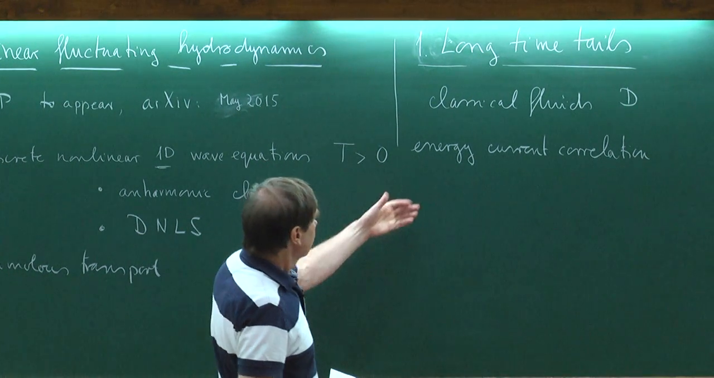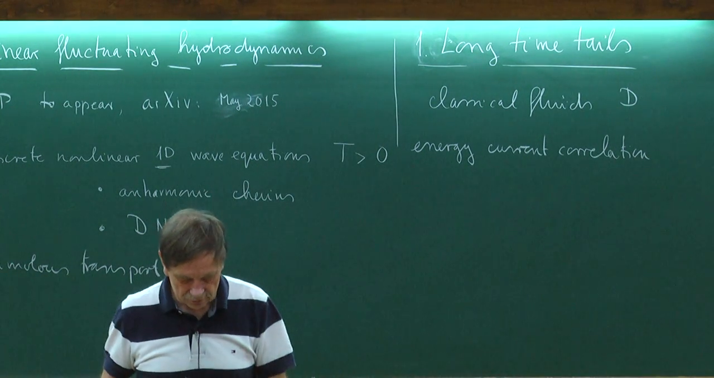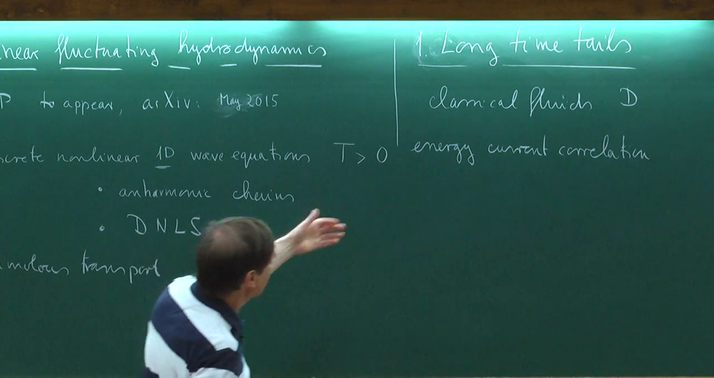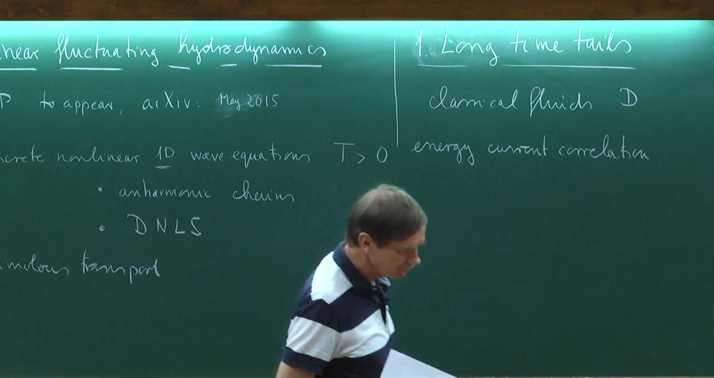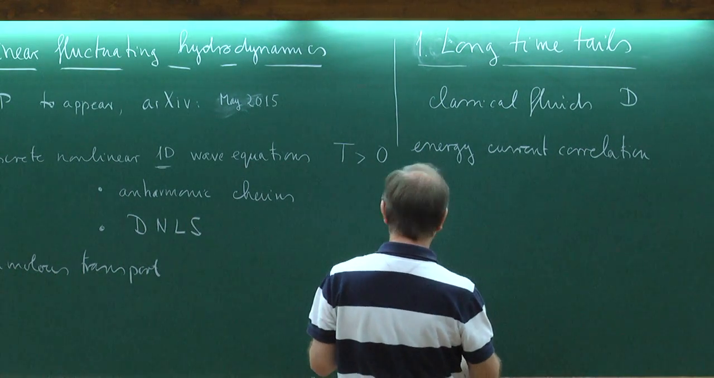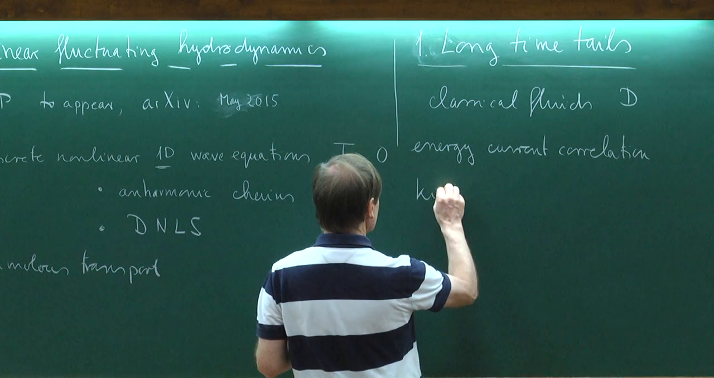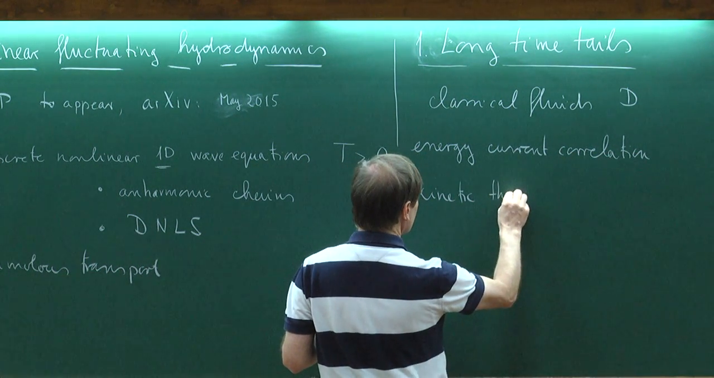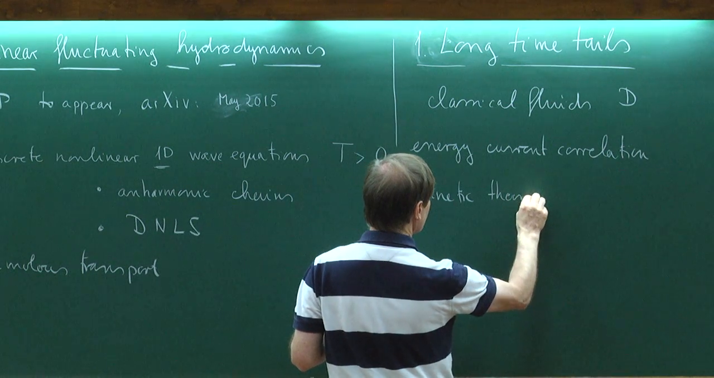This is a fairly difficult object already. You're in equilibrium, but you have to solve the dynamics in order to say something about these correlations. And the only method which was available a long time ago is just kinetic theory. So you basically look at the Boltzmann equation and you look at the linearization.